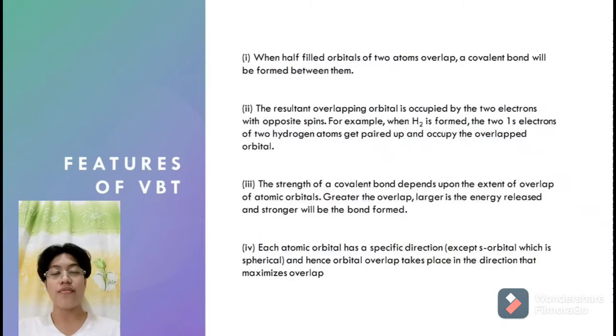On the features of VBT, or valence bond theory, as a covalent bond is formed from the overlap of these half-filled valence orbitals, it will then result in an overlapping orbital, and the two electrons that occupy it would always have different or opposite spins.